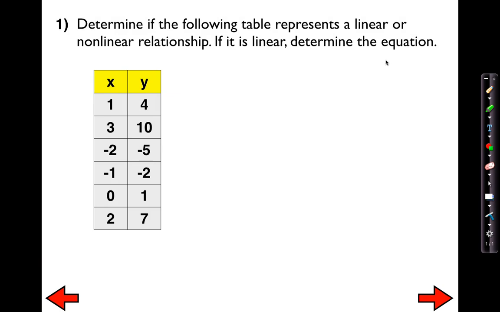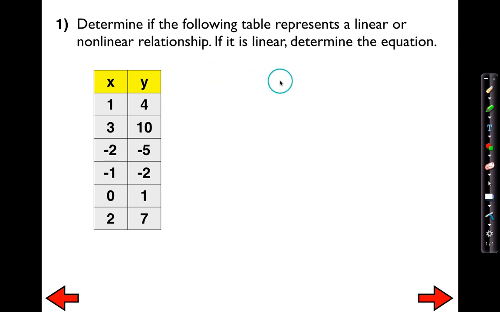So for our first example here, it says determine if the following table represents a linear or nonlinear relationship. If it's linear, determine the equation. So just like our previous lesson, what I think would be a good idea to do first is order all of these ordered pairs in order. And just a quick reminder, we do read graphs from left to right, so I want all of the x values to be in order.